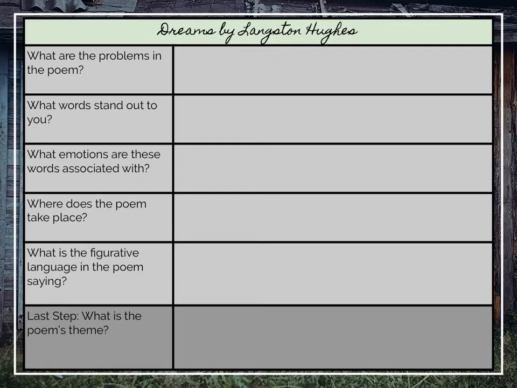So I will create either a doc or a form, and you're going to answer what the problems in the poem are, what words stand out to you, what emotions these words are associated with, where the poem takes place, what the figurative language in the poem is saying, and then the last one is, because those should all guide you, what is the poem's theme? Remember, answer these in complete sentences.